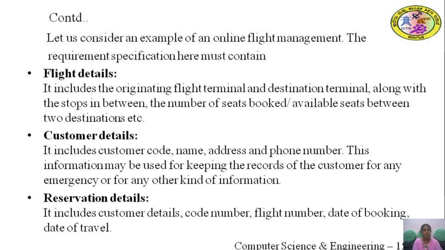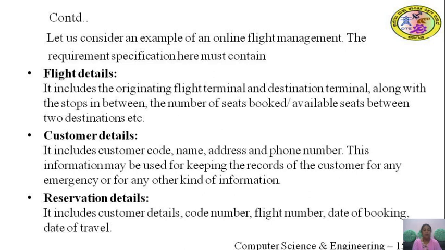Let us consider an example of an online flight management system. The requirement specification here must contain flight details, customer details, and reservation details. Flight details must include the originating flight terminal and the destination terminal, along with the stops in between, the number of seats booked or the number of seats available between two destinations, etc.